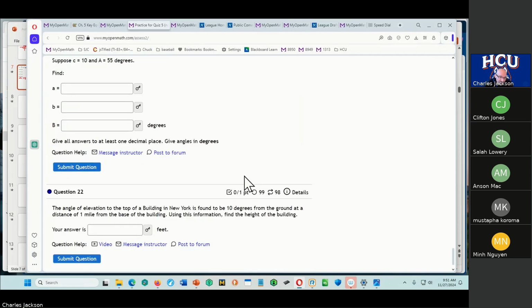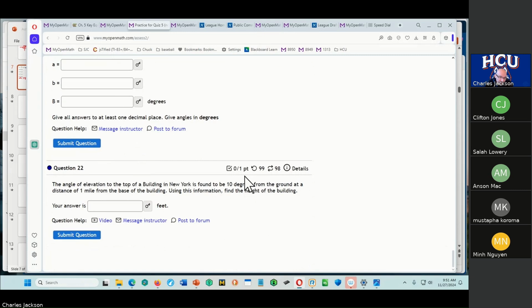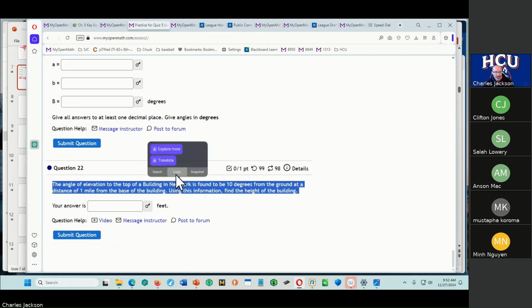SOHCAHTOA, angle of elevation. Maybe I'll just draw that picture, and not go any further than that. Angle of elevation to the top of a building in New York is found to be 10 degrees from the ground at a distance of 1 mile from the base of the building. Using this information, find the height of the building.